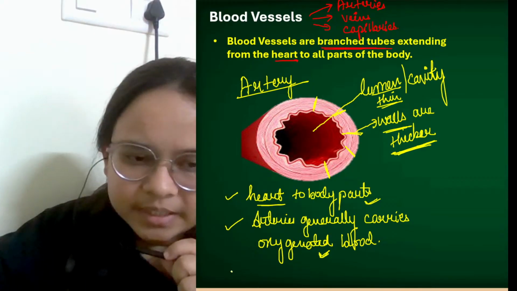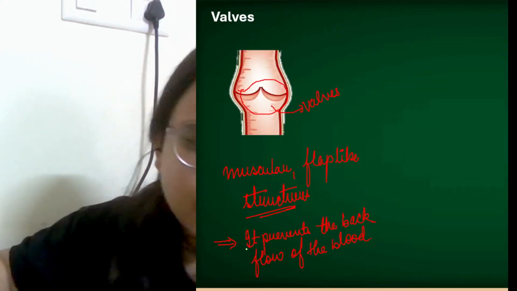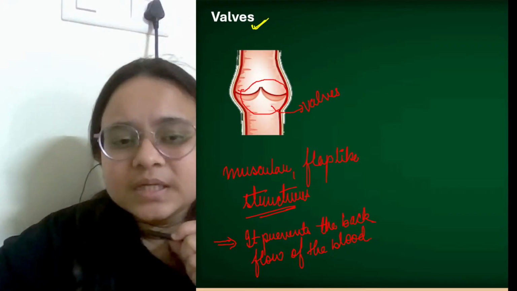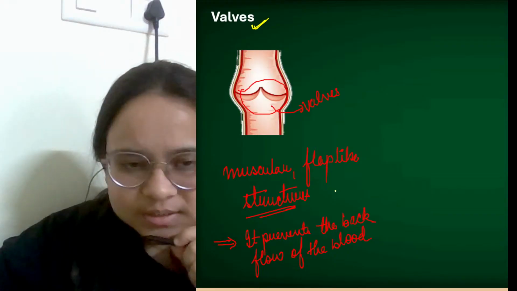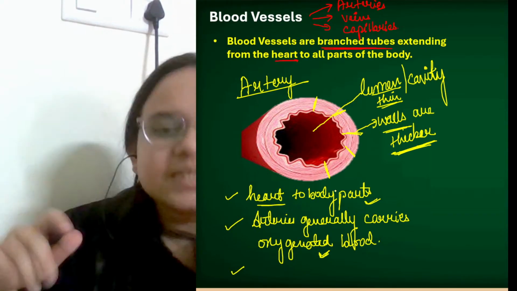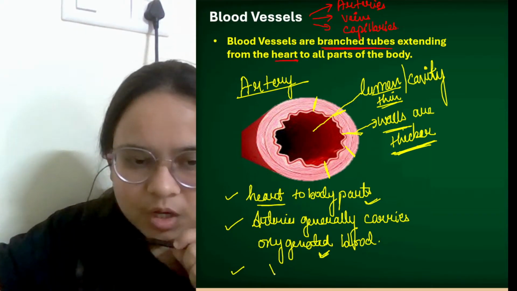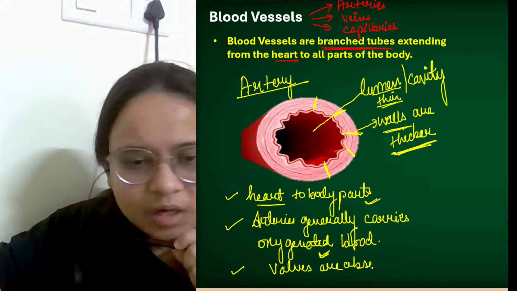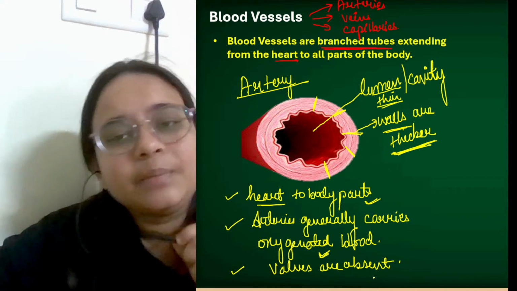Now the third thing, we have just now talked about the walls. हम लोग just अभी walls के बारे में बात किए थे. What are valves? These are muscular flap like structures. ये क्या थे? Muscular flap like structures थे। ये आर्टरीज के अंदर प्रेजेंट नहीं रहते। ठीक है, valves are absent, valves are not present inside the artery। अब क्यों?